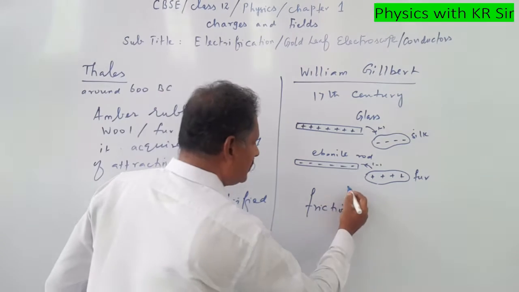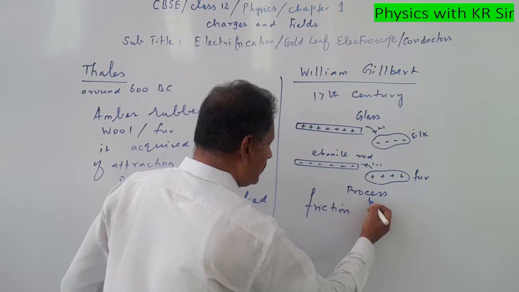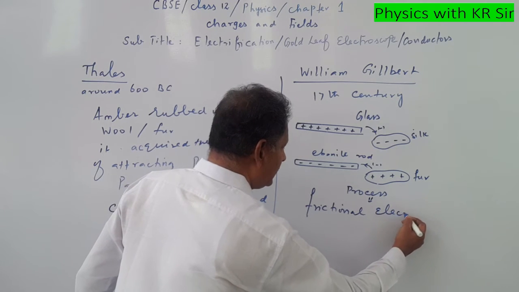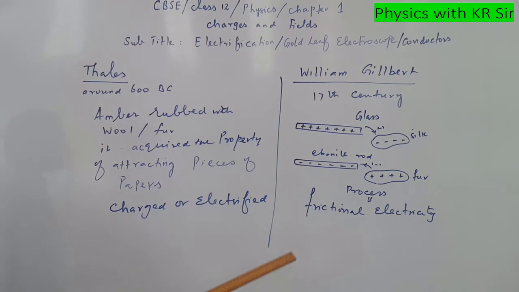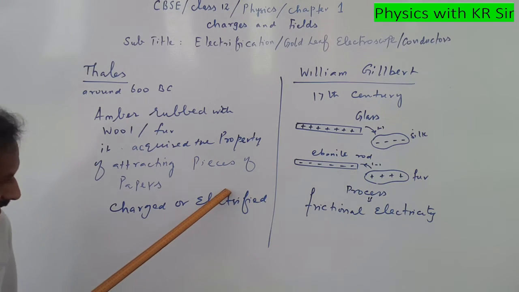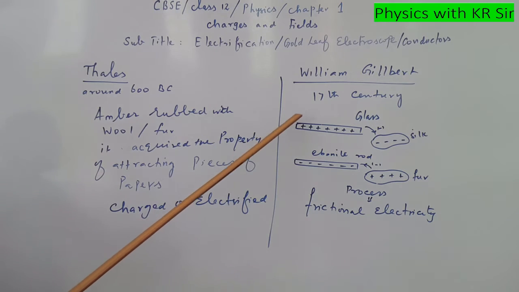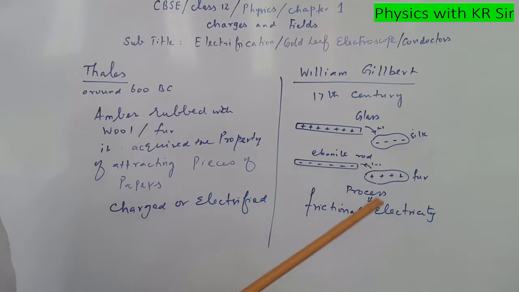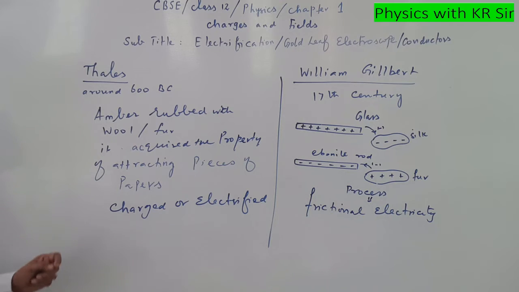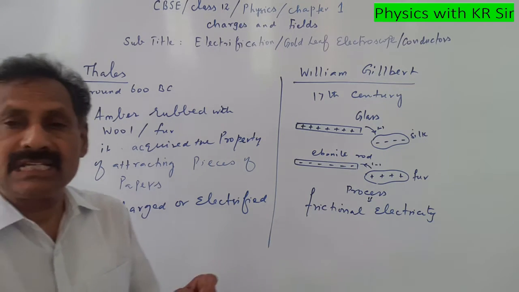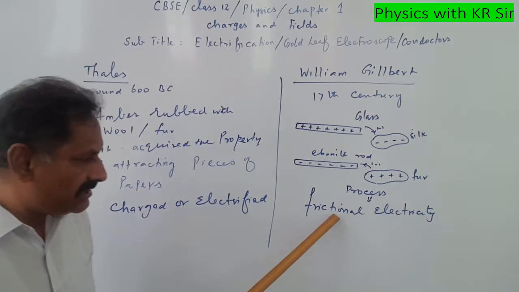So, that process is called frictional electricity. What is called frictional electricity? That is the process in which the materials are electrified or charged. So, glass rod is called the charged body, silk is called the charged body, ebonite is called the charged body, fur is called the charged body. These materials get charged because of rubbing or friction. So, that process of electrification is called frictional electricity.